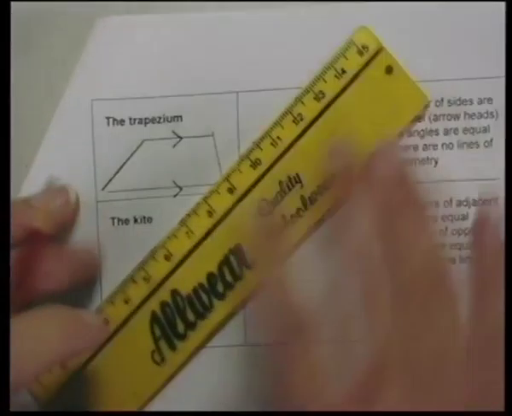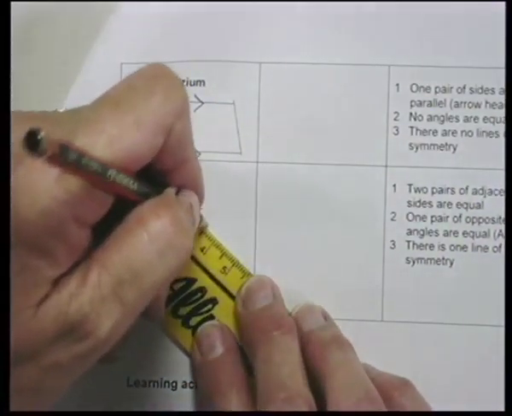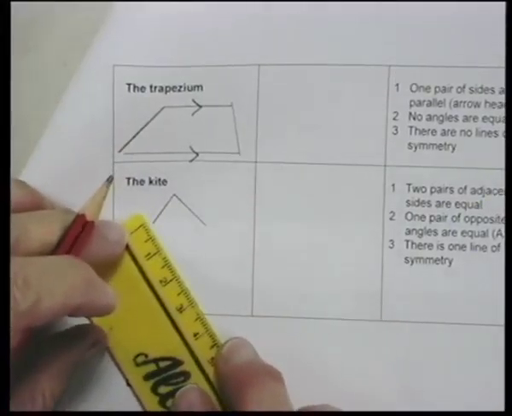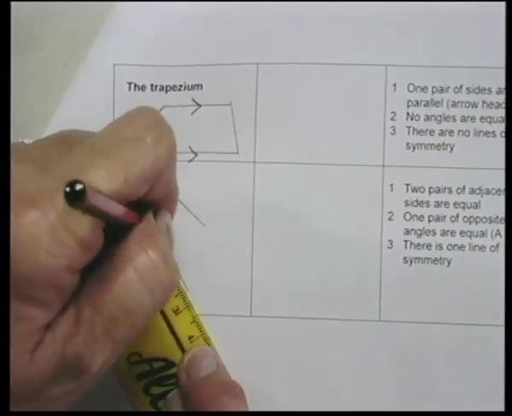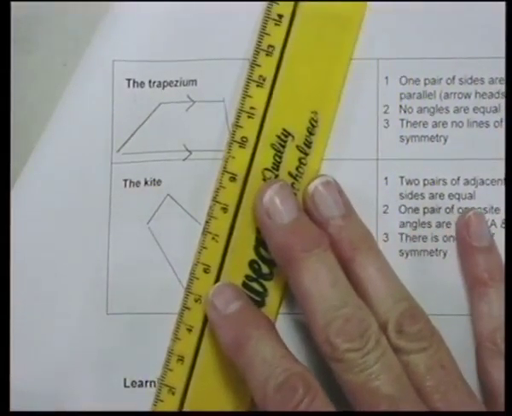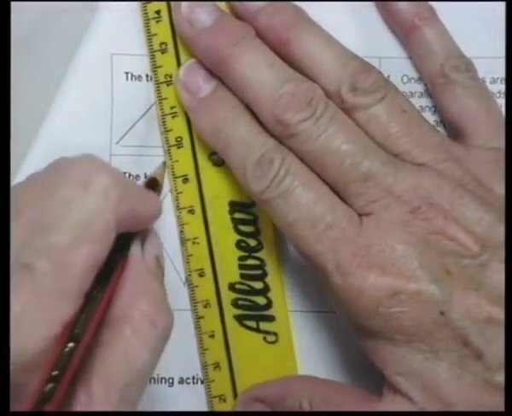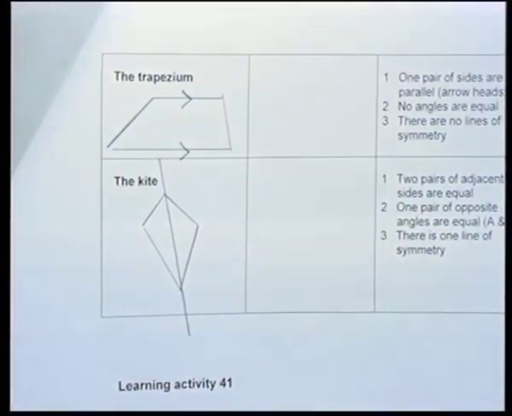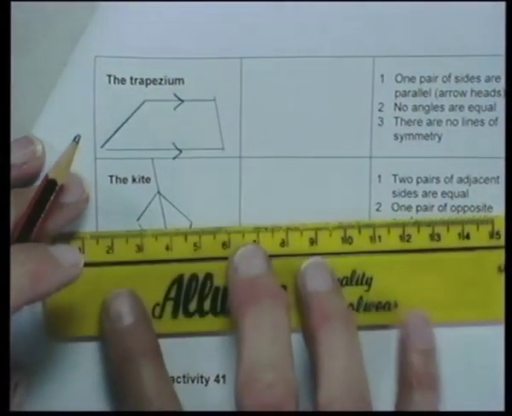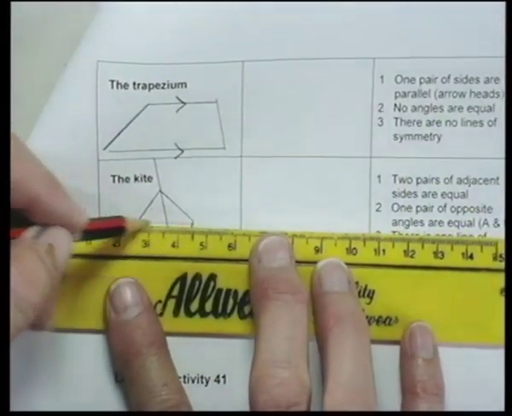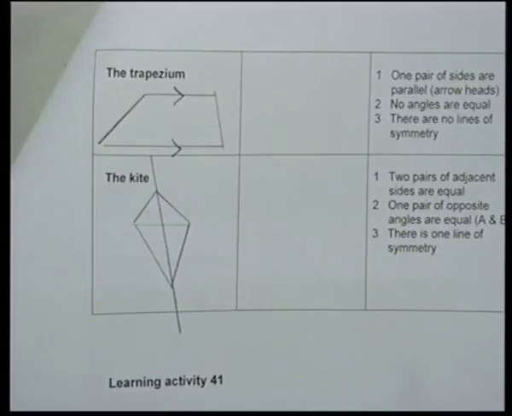And the kite. If we have the kite, it has 1 line of symmetry. This kite doesn't look very nice, but if you have your line of symmetry, it will be going like that. So this triangle and that one fall onto each other. And this triangle, the other one will fall onto that one.